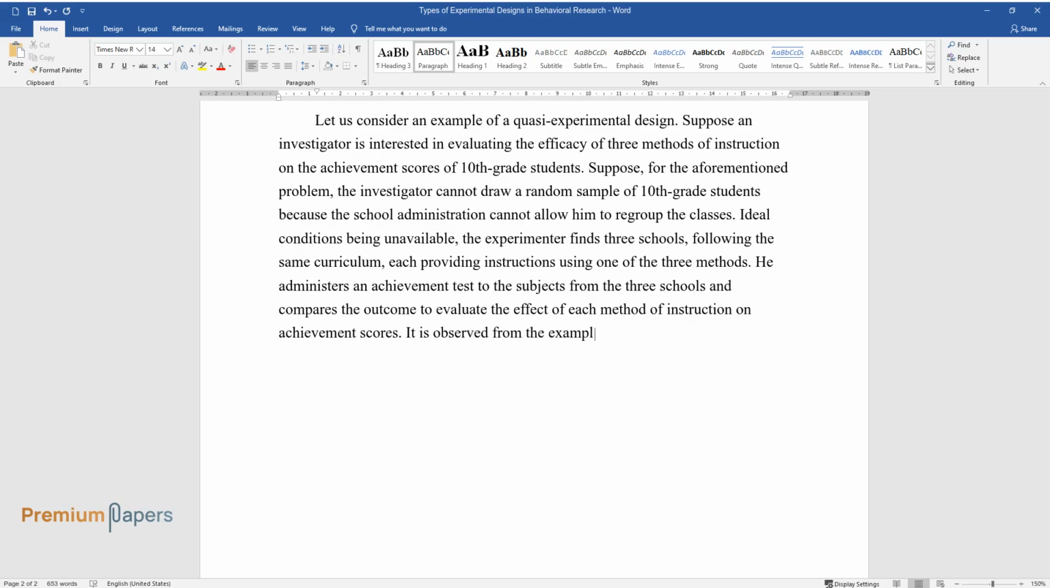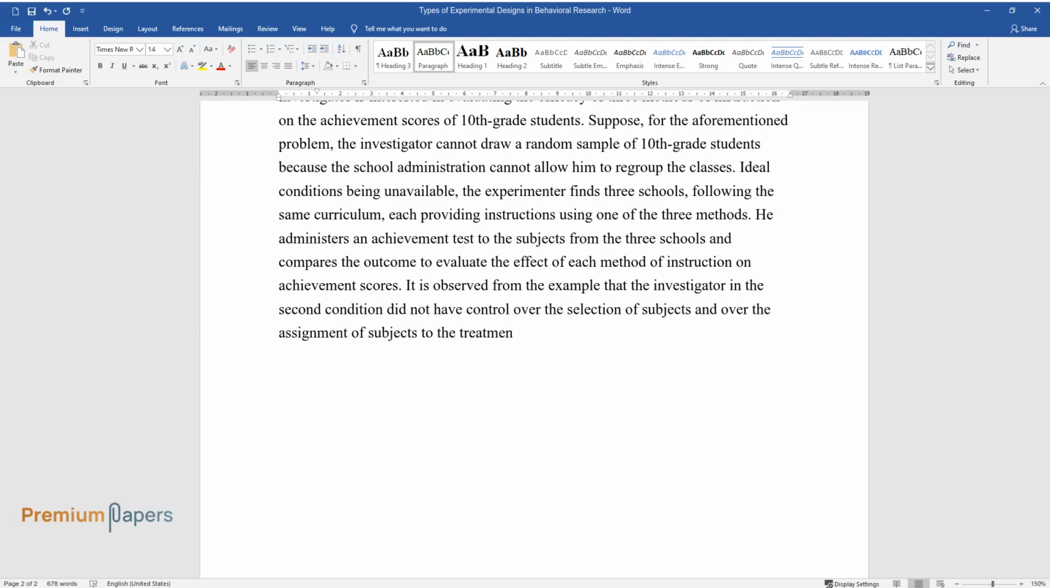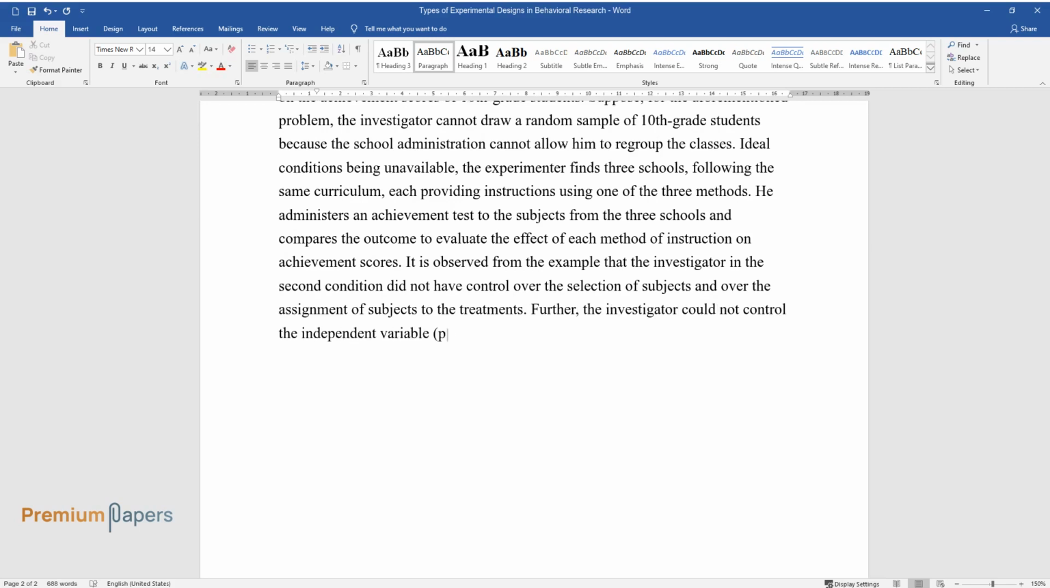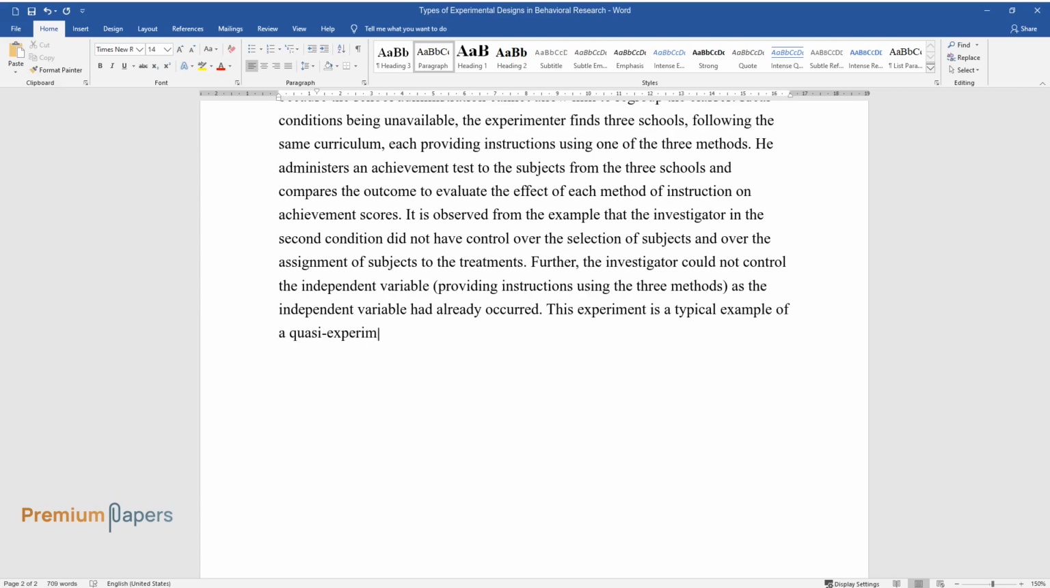It is observed from the example that the investigator in the second condition did not have control over the selection of subjects and over the assignment of subjects to the treatments. Further, the investigator could not control the independent variable, providing instructions using the three methods, as the independent variable had already occurred. This experiment is a typical example of a quasi-experiment.